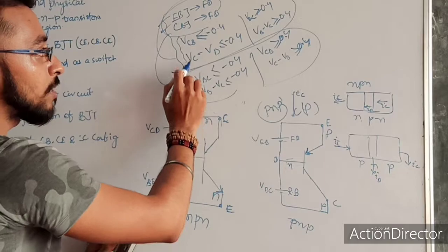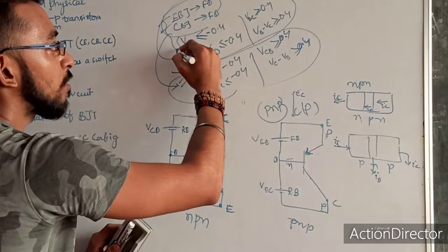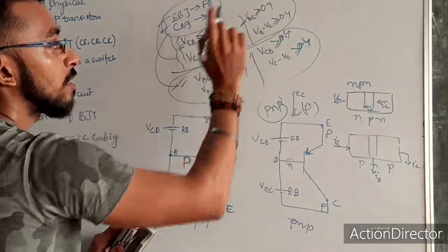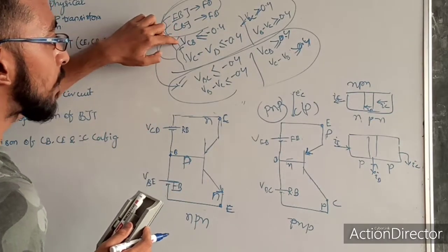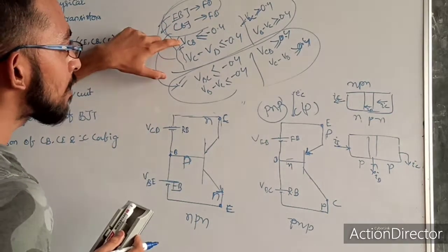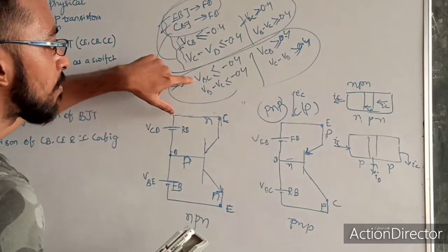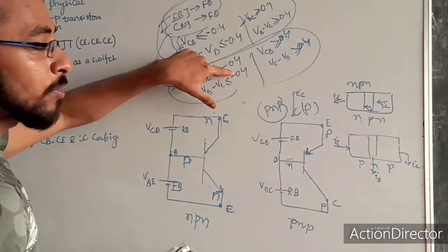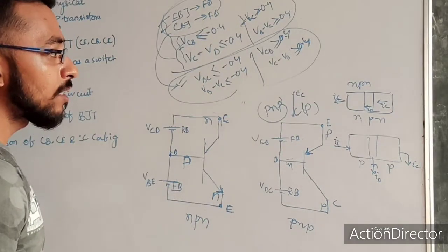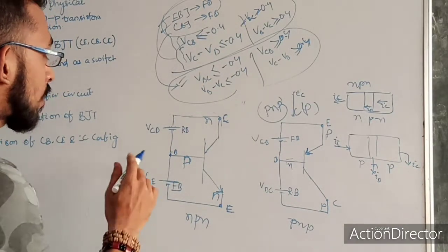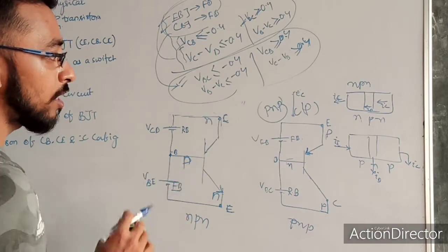Okay, don't get confused between the VBC and VCB conditions. You either remember this point or this point. Just remember one point that will be applicable to both: VCB less than or equal to minus 0.4 for NPN, and VBC less than or equal to minus 0.4 for PNP. Okay. So this is the circuit model and the current direction.